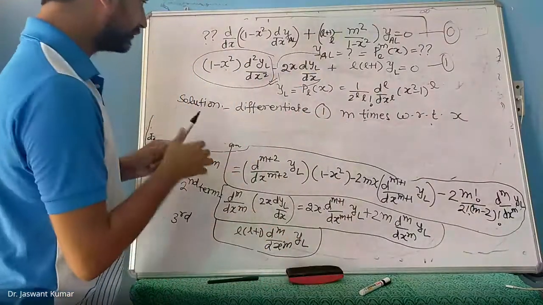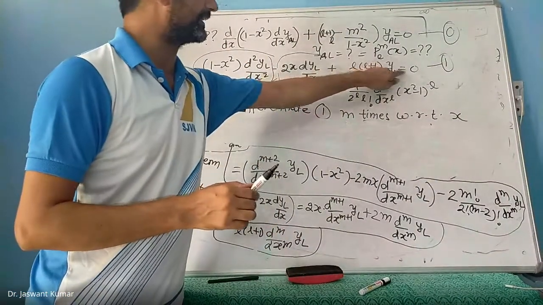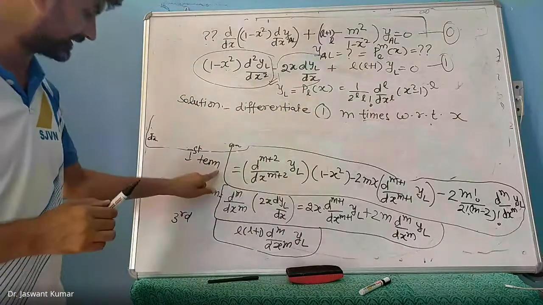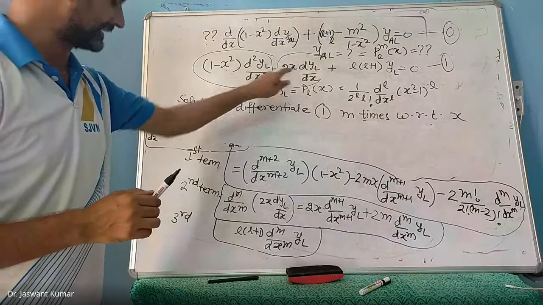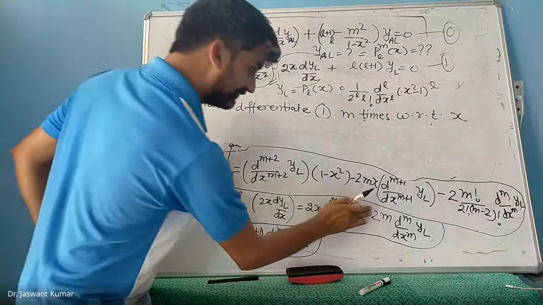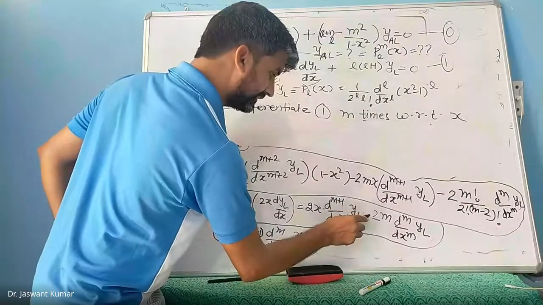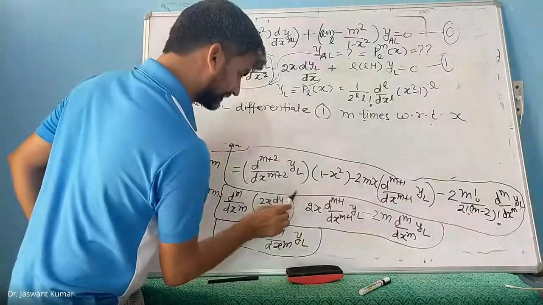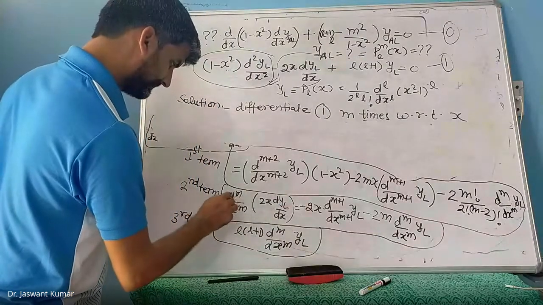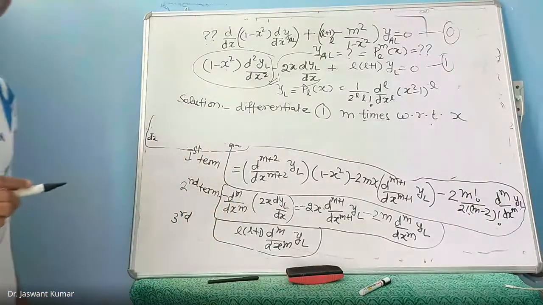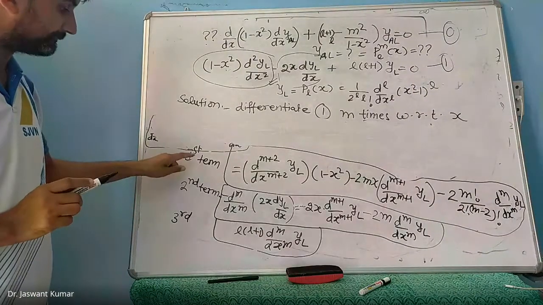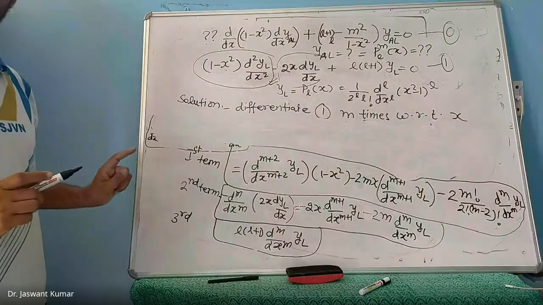Okay, so what are we doing? We are differentiating this particular equation m times to obtain this term and this term. So first term, then minus of second term, and then minus of third term. So minus of second term will give you a minus sign over here and a minus sign over here. Minus of this. Okay. So now we need to add the first term plus the second term plus the third term.